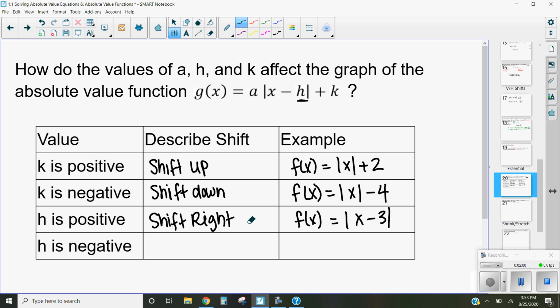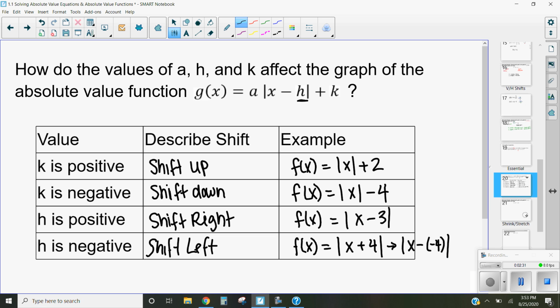When h is negative, then we are going to shift to the left. When h is negative, our function is going to look something like f of x equals the absolute value of x plus 4. Remember, that shows that h is negative because really what we're saying is the absolute value of x minus negative 4. But in math, we don't like a minus and a negative, so we don't use it.